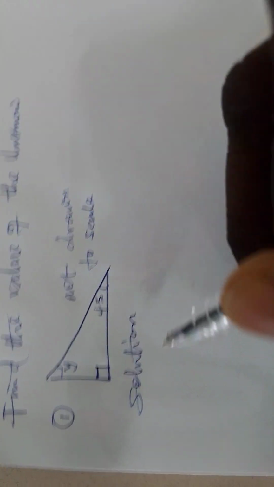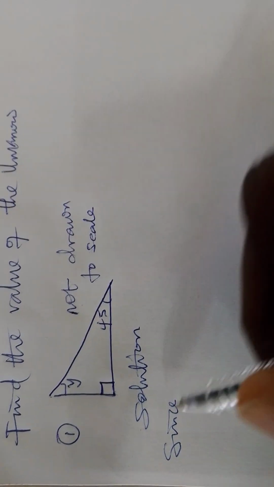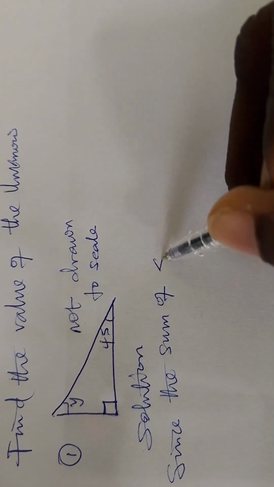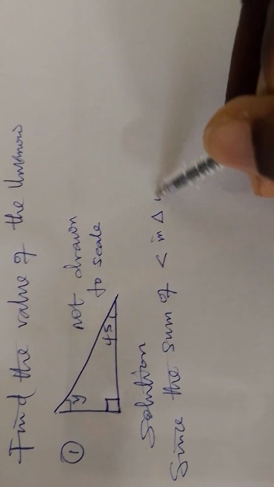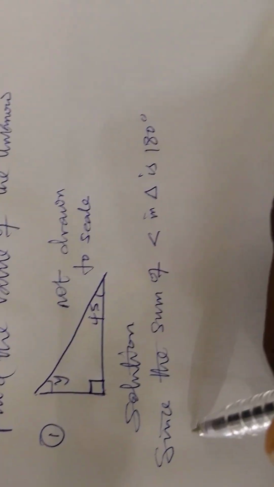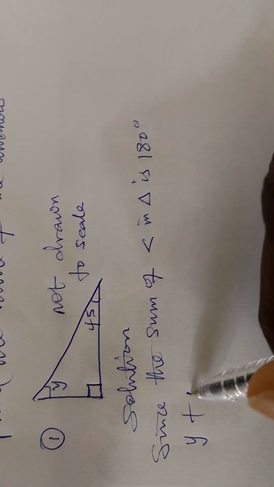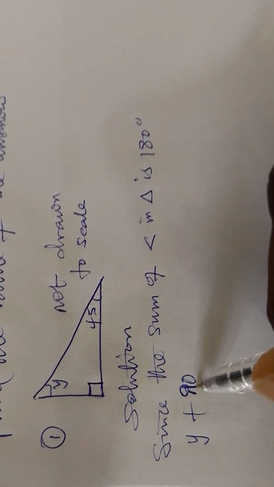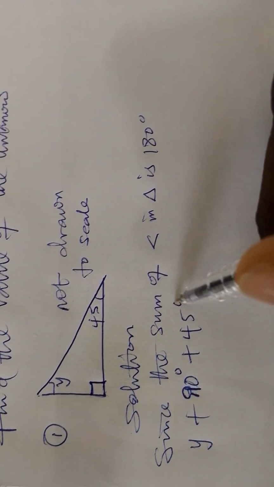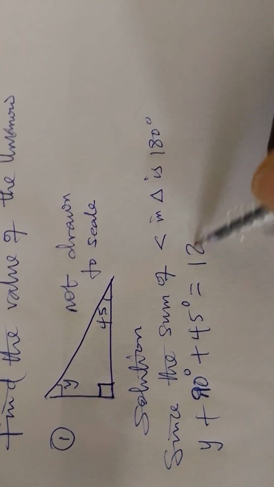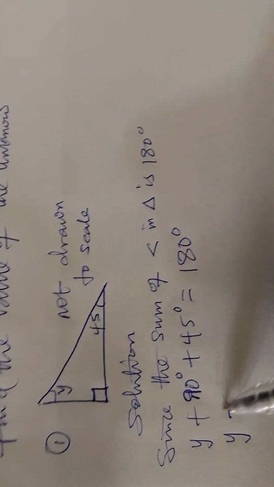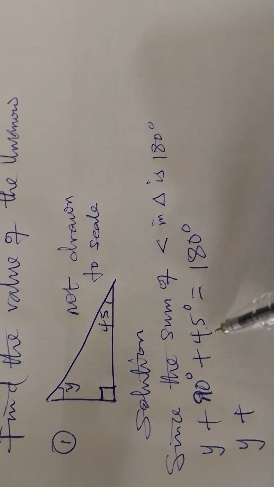And to solve this is very simple. Since the sum of angles in a triangle is 180 degrees, what we are meant to do is y plus 90 degrees, this is 90 degrees here, plus 45 degrees, that will be equal to 180 degrees. So what I'm going to do now is y plus 90 degrees plus 45 degrees.